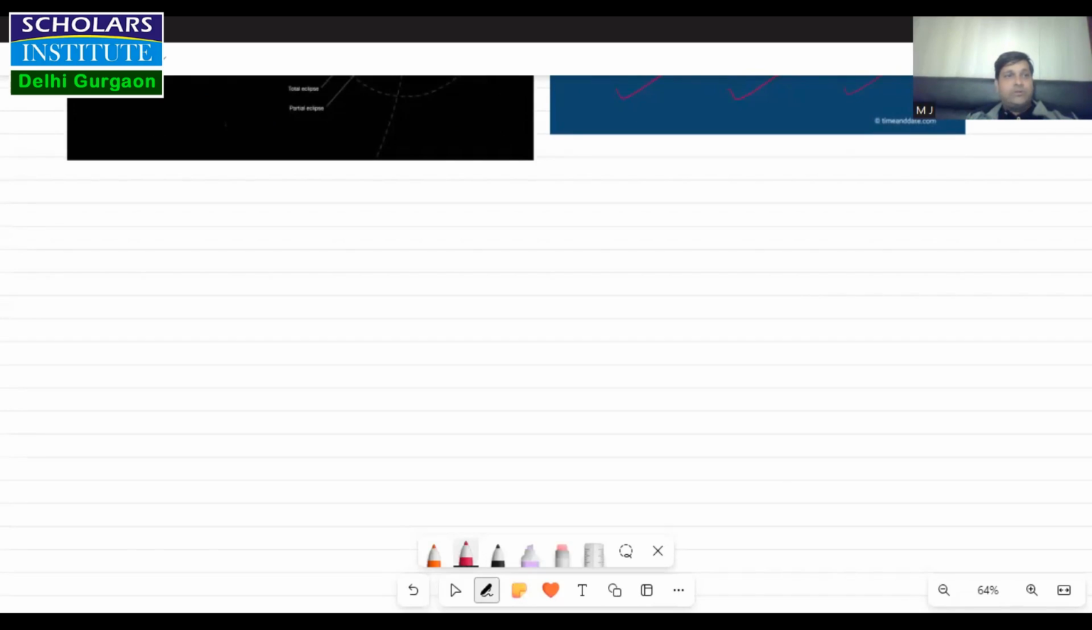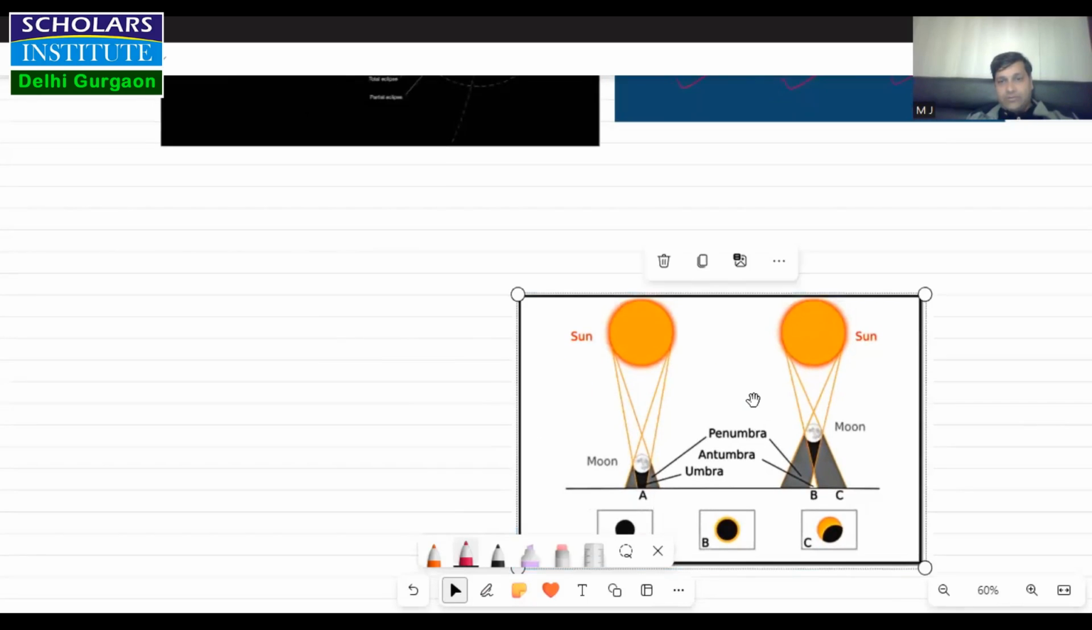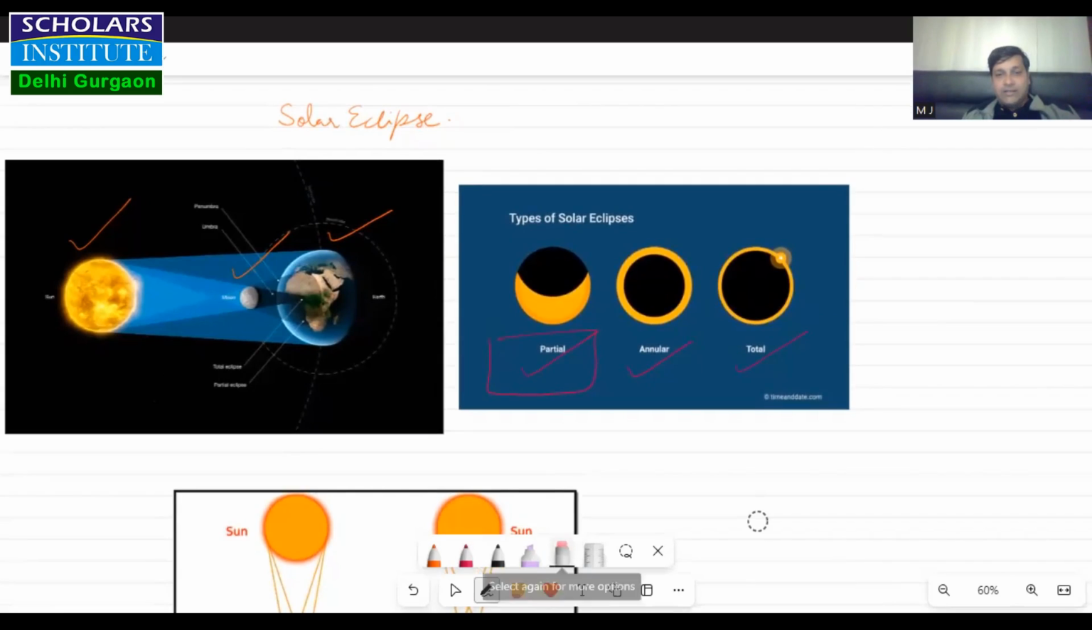Just give me a second. I'm sharing one more picture to understand under what circumstances what kind of eclipse will be seen. Now you can see from the picture what you can observe in a partial solar eclipse. Let us come back to this types of solar eclipse picture. In a partial solar eclipse, some part of the sun will be blackened and some part of the sun will be visible. This is called a partial solar eclipse.